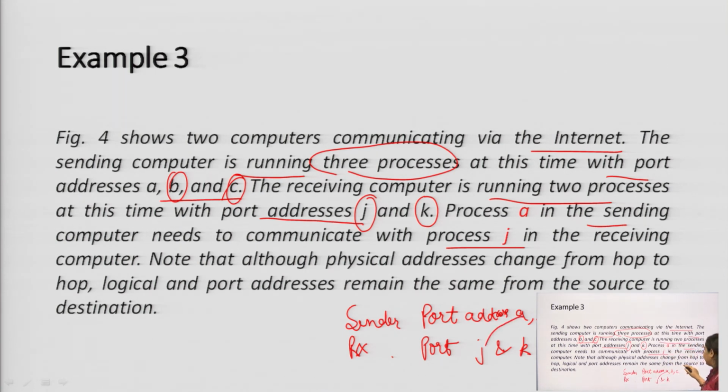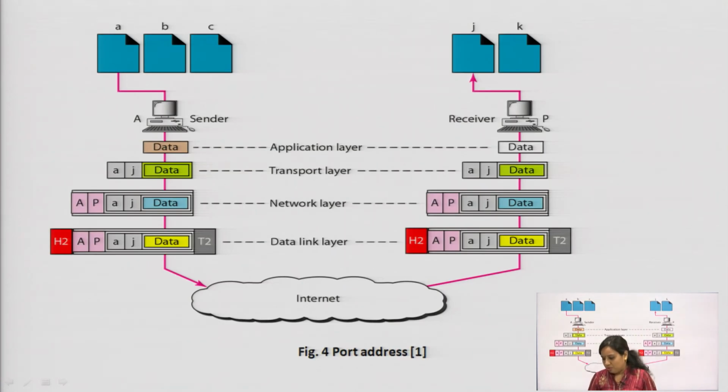Note that although physical address changes from hop to hop, meaning from one device to another device, like from one LAN it will be passed through to another device, that is the router. So, the physical address will definitely change and the port address remains the same from the source to destination. So, basically logical and port address will remain the same, only the physical address will change because of the intermediate devices which are used over here. So, this is the view of the question that has been explained.